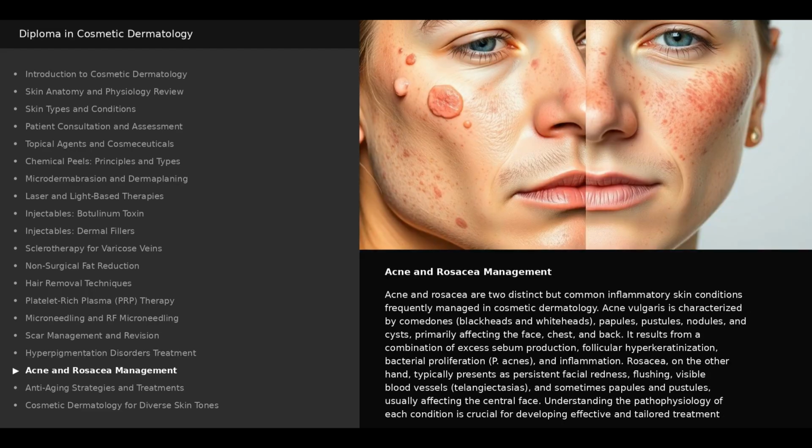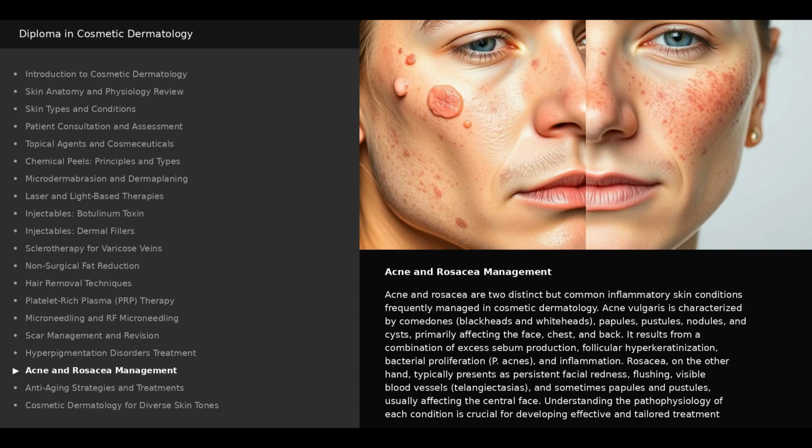Acne and rosacea management. Acne and rosacea are two distinct but common inflammatory skin conditions frequently managed in cosmetic dermatology. Acne vulgaris is characterized by comedones, blackheads and whiteheads, papules, pustules, nodules, and cysts, primarily affecting the face, chest, and back. It results from a combination of excess sebum production, follicular hyperkeratinization, bacterial proliferation, P. acnes, and inflammation. Rosacea, on the other hand, typically presents as persistent facial redness, flushing, visible blood vessels, telangiectasias, and sometimes papules and pustules, usually affecting the central face.